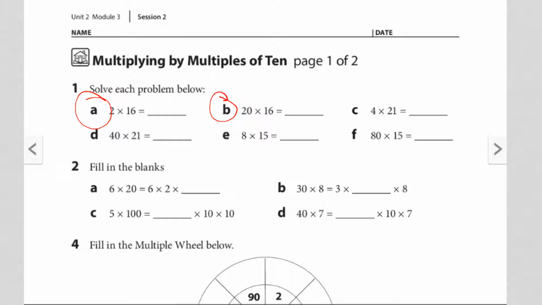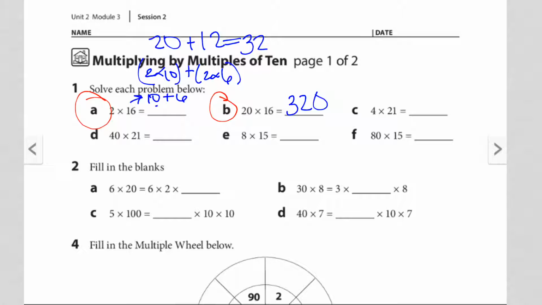2 times 16, my recommendation would be taking 16 and breaking it into 10 and then 6. So we're going to say 2 times 10 plus 2 times 6. We know 2 times 10 is 20. 2 times 6 is 12. Add them together and we get 32. To multiply that by 20, we just go ahead and put that times 10 in there and put that 0 on the end.